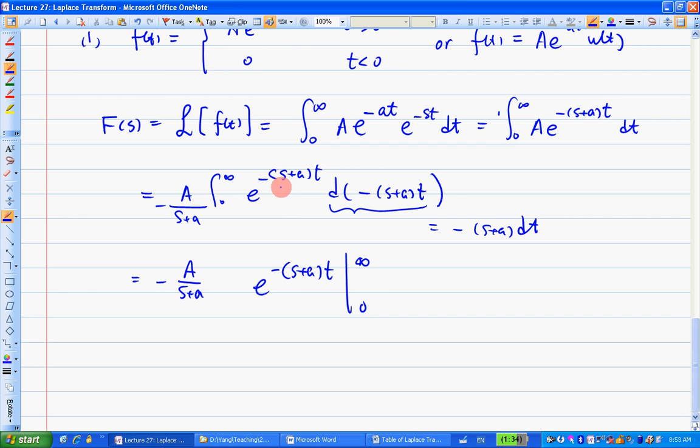So you don't have to do this. If you're more comfortable with the substitution technique, just let u equal this whole thing here, and then you do your own regular steps.